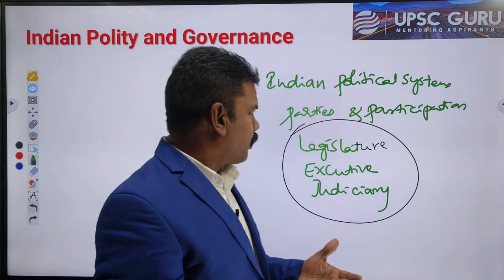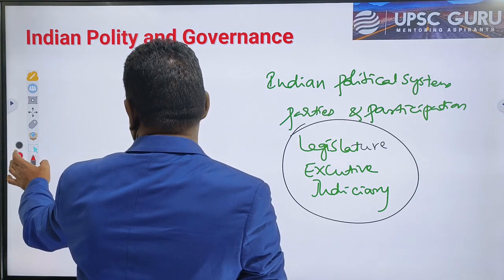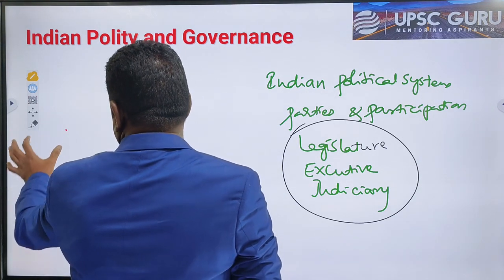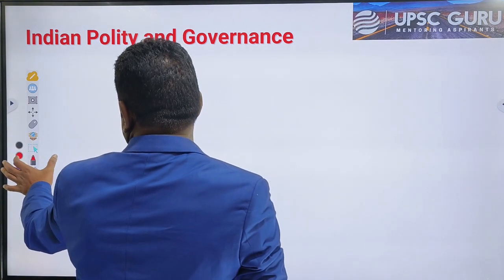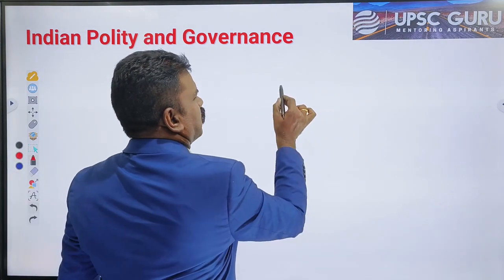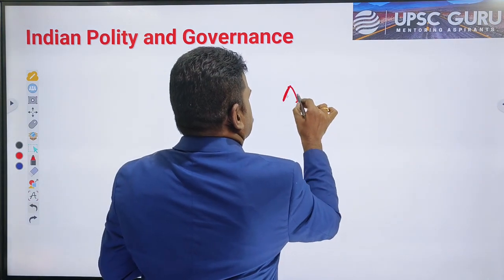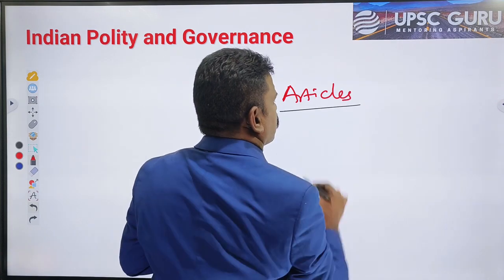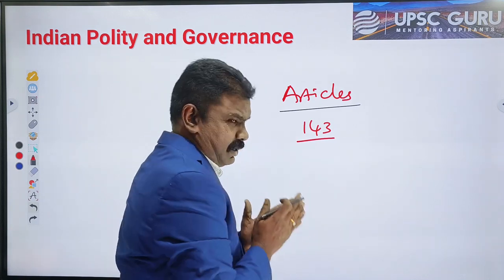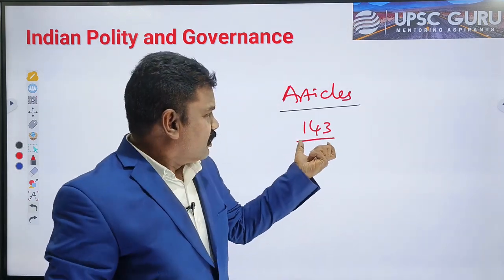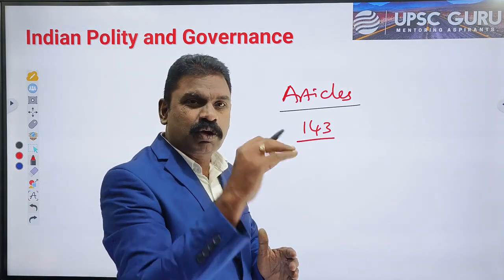In Indian polity there are so many articles, and you can find ways to remember them. For example, remember Article 143. It is a number like a favorite number of the youth. This is the President seeking advice from the Supreme Court.